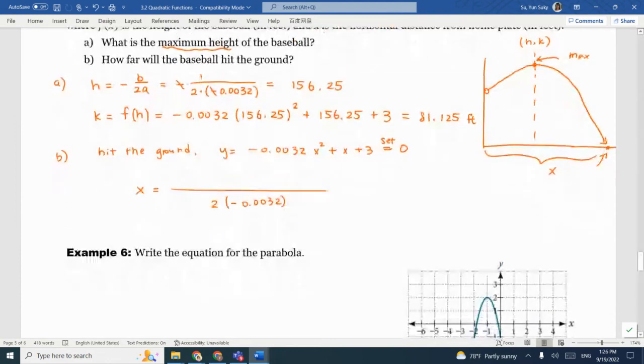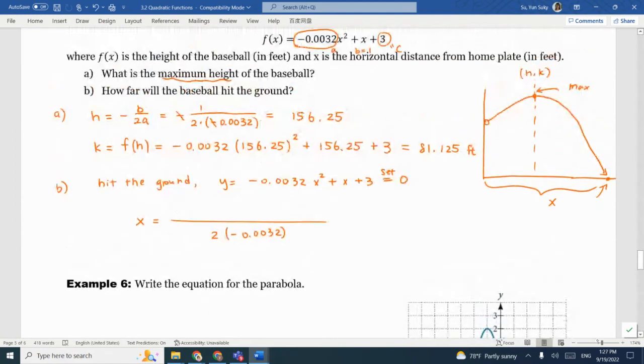So 2a, negative b plus or minus the square root of b squared minus 4a c. Do you see the negative and the negative in front cancel, become positive? Yes, everybody? So negative 0.0032 and then the 3. So far so good, everybody?